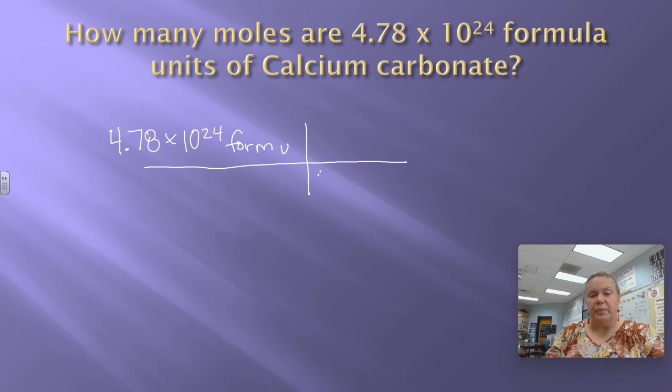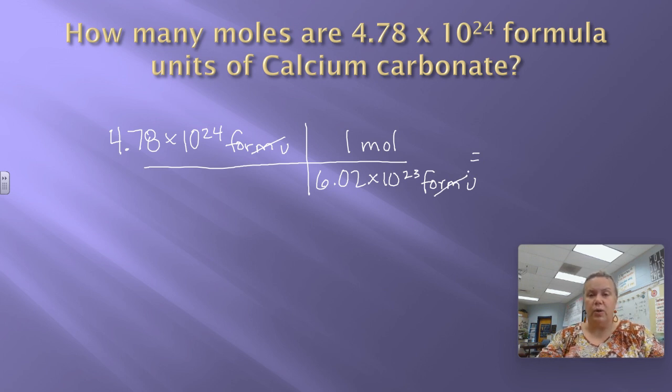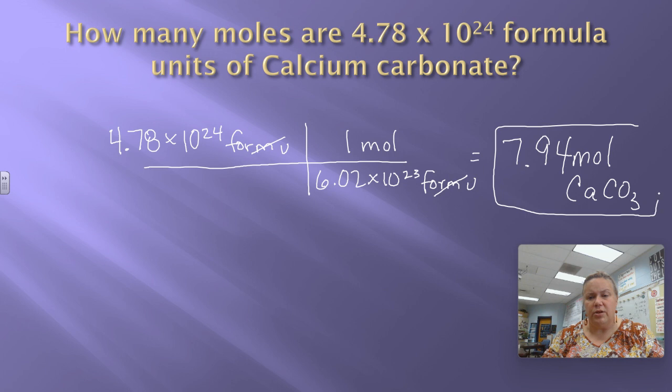We still use Avogadro's number. So we have 6.02 times 10 to the 23rd, and that is formula units in 1 mole. So again, here I put it on the bottom so I can cancel formula units, and I can't cancel mole because I want to convert to mole. So I'm going to divide again, 4.78 times 10 to the 24th, and I'm going to divide that by 6.02 times 10 to the 23rd, and I'm going to get 7.94, which in the big picture is a pretty good amount of substance, because 7.94 moles is quite large. I know the number sounds small, but when you're talking about moles, that's a decent amount.